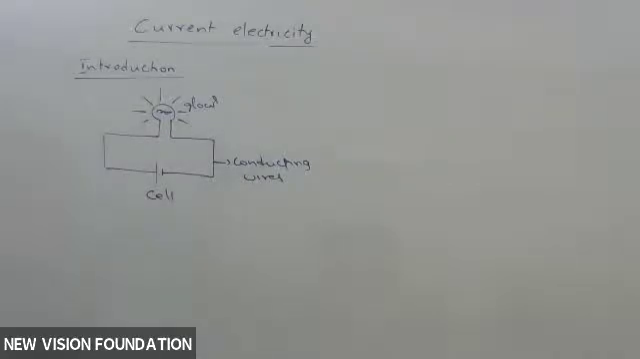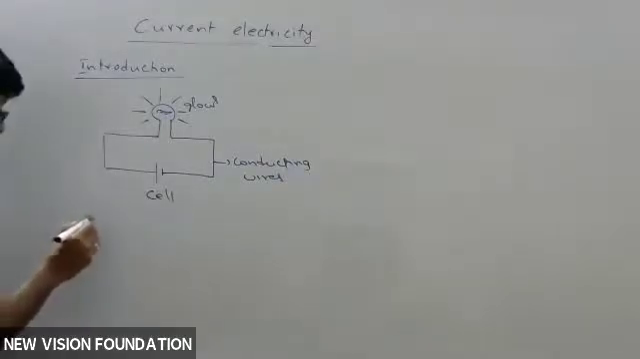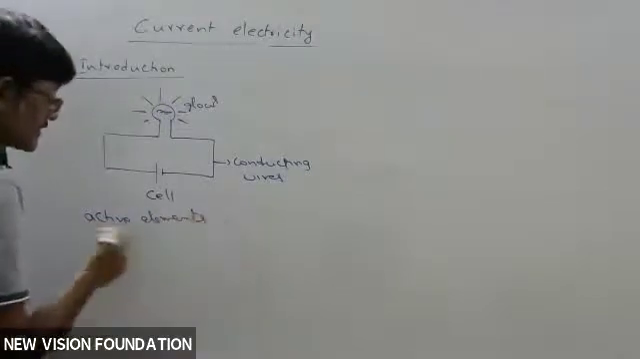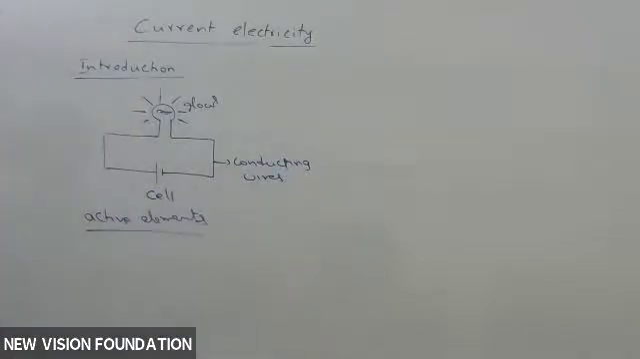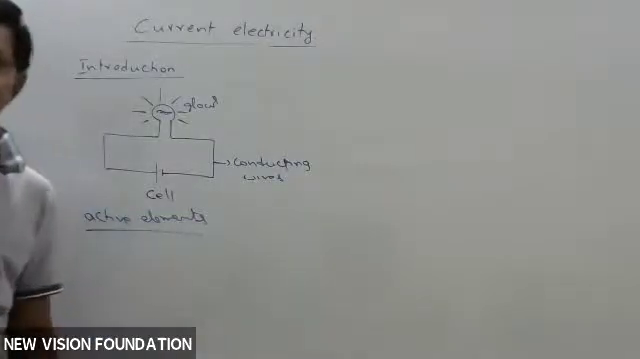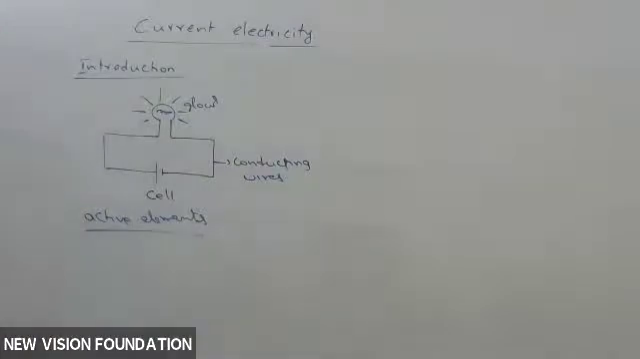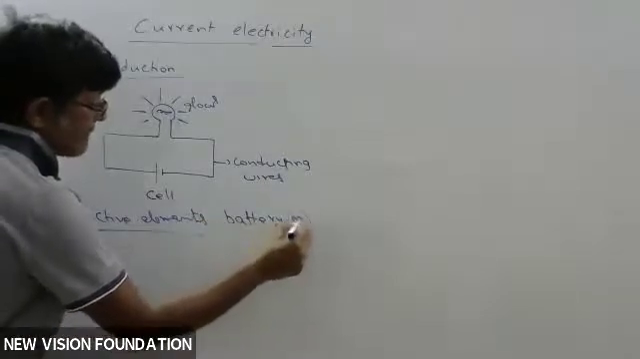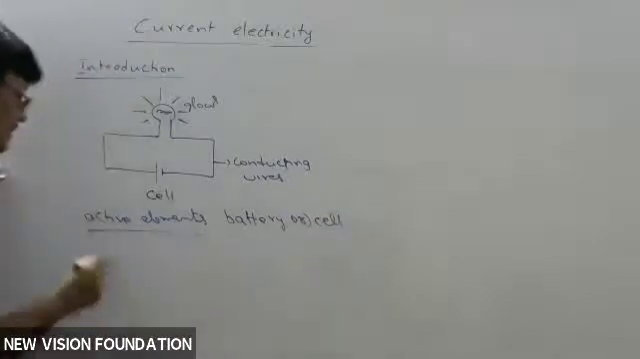Okay. So an electric circuit consists of some active elements. Active elements means the elements which supply electrical energy, for example, a battery or a cell. Active element means the element which supplies energy. Next, passive elements.